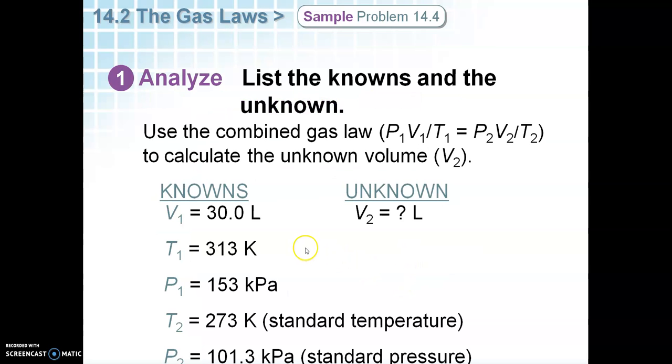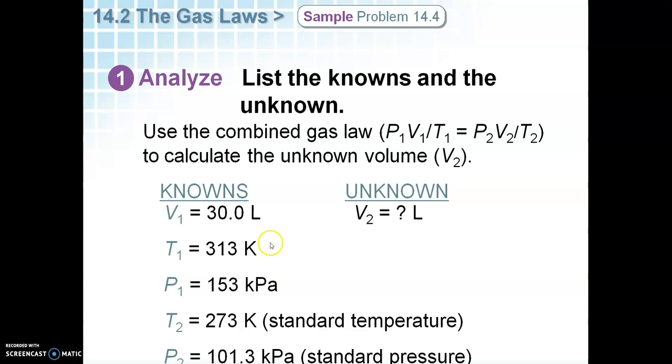So here they show V1, T1, P1, we already said. T2 is standard temperature, which is 273. P2 is standard pressure, 101.3 kilopascals. They gave you a 4th significant digit here. If they had given this in atmospheres, that would have been 1 atmosphere. If they had given it in millimeters of mercury, this would be 760 millimeters of mercury.